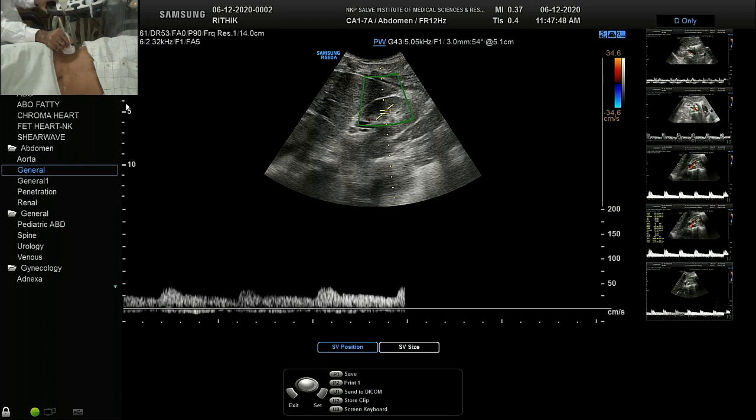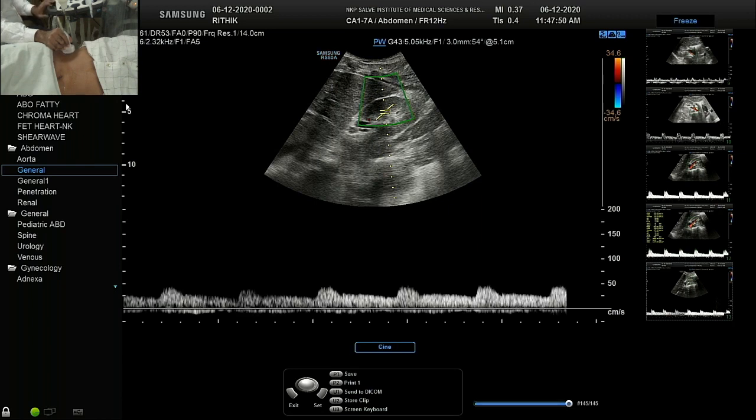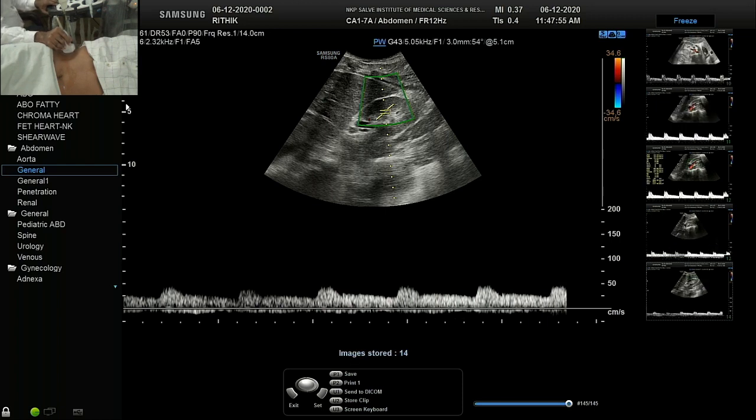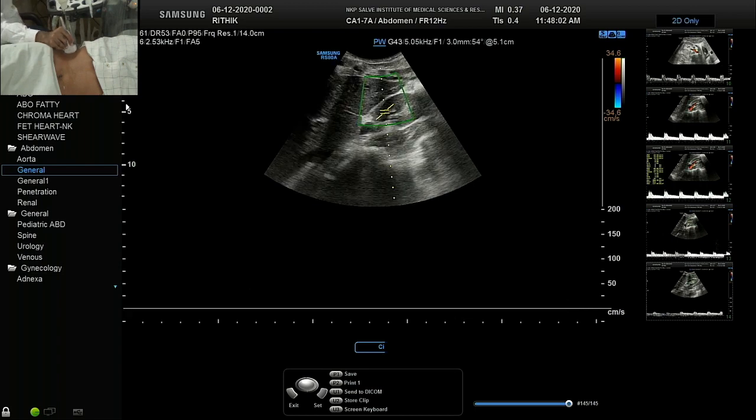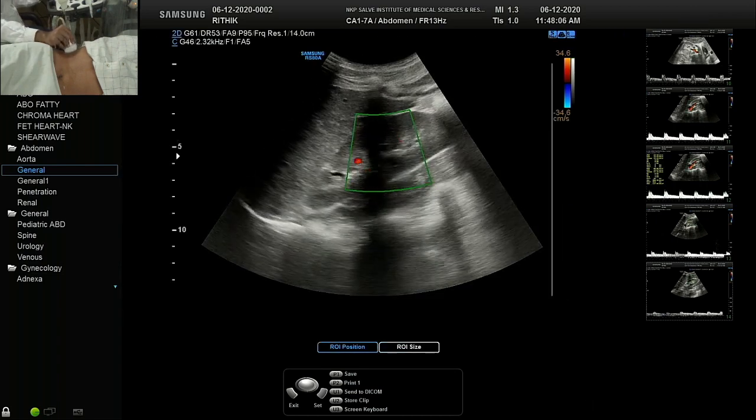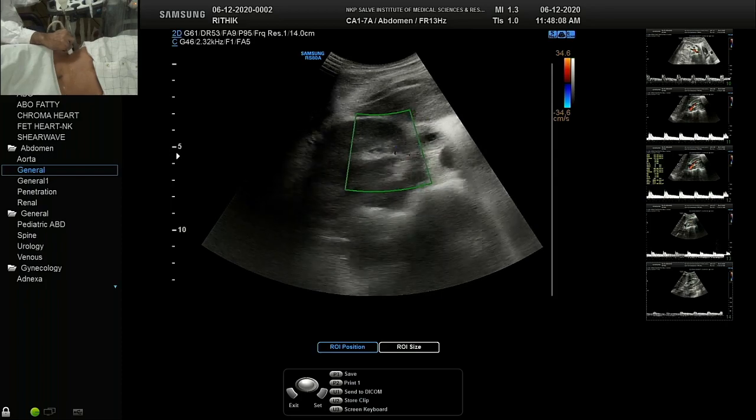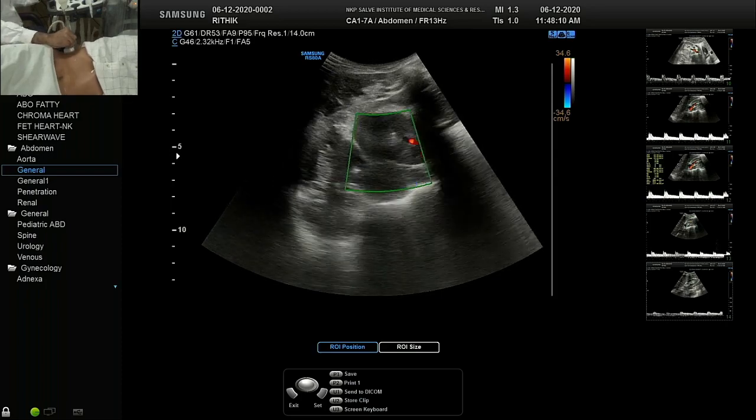See this. We have taken a more angle, and now the spectrum shows that there may be increased acceleration time, there may be tardus parvus, and the peak systolic velocity has changed. So it is always good to have a minimum Doppler angle while doing segmental or intrarenal arteries.